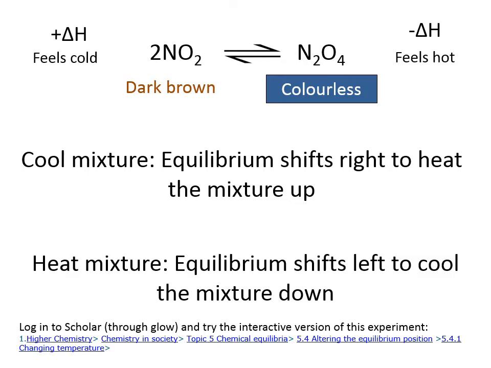If you heat the mixture up, then the equilibrium is going to shift to cool it down. So the equilibrium shifts to the endothermic reaction, which cools it down naturally. So when we heat up the mixture, it turns a darker brown because it's making more NO2, sorry. I've put a wee link there at the bottom to Scholar. Now you can see this exact experiment in Scholar here. You can log into Scholar through your Glow. If you're unsure how to do that, please let me know.